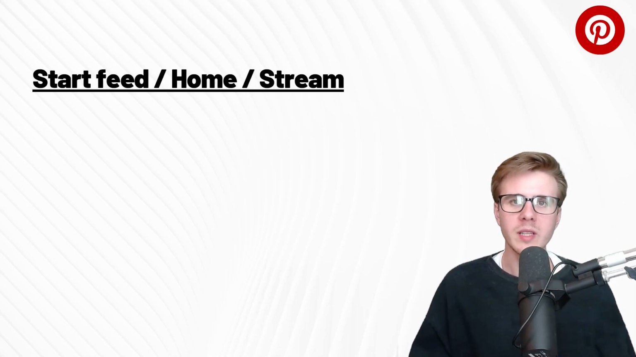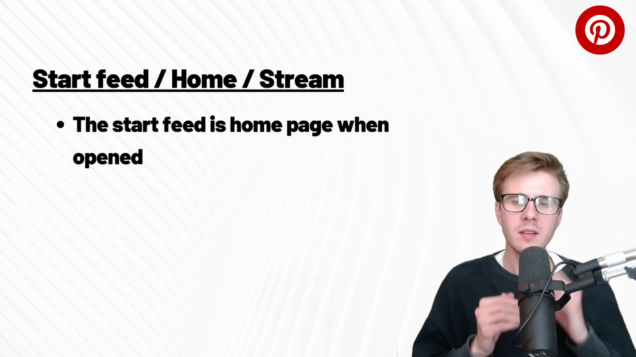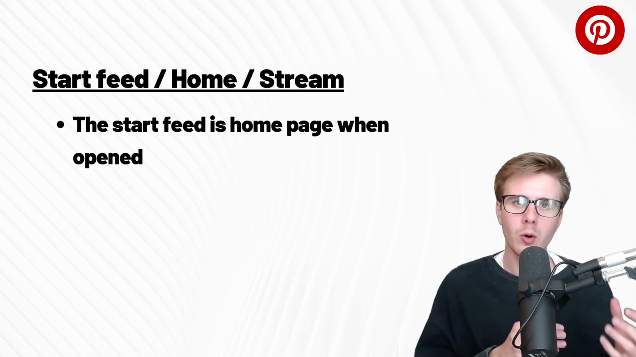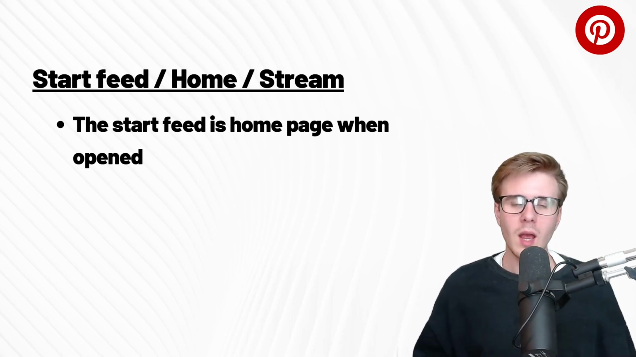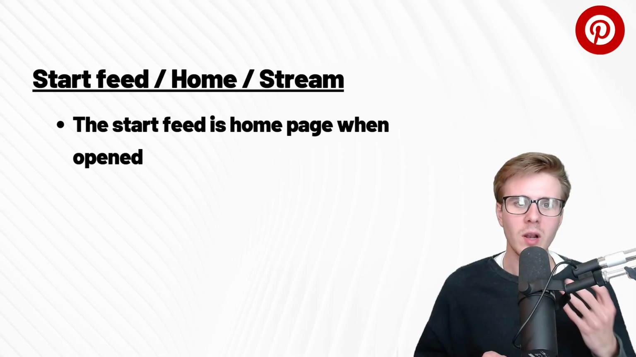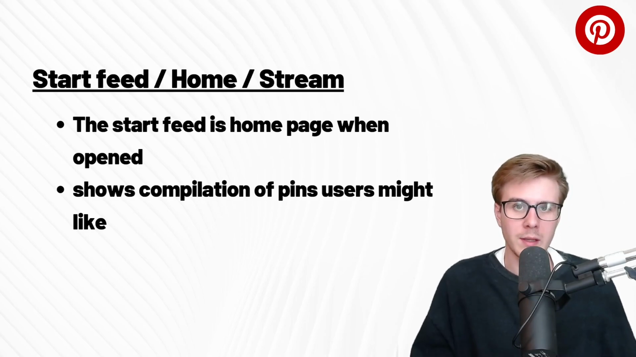Then there is start feed, home, stream, which is the same, just different names. We will call it home feed in this course. That is the feed on your starting page. When you open this, you get a lot of content recommended to you by Pinterest based on what you pinned to your boards and what you searched for. So if I search for social media marketing a lot and have a lot of boards on that topic and repin and pin a lot on this topic, then I will also see a lot of content about this in my home feed. It shows compilations of pins the user might like, so recommendations.